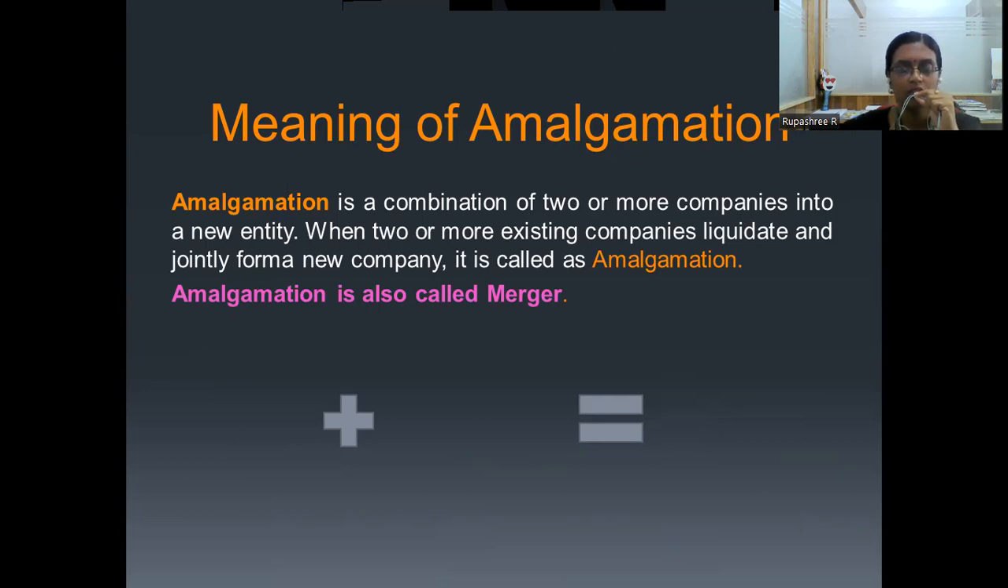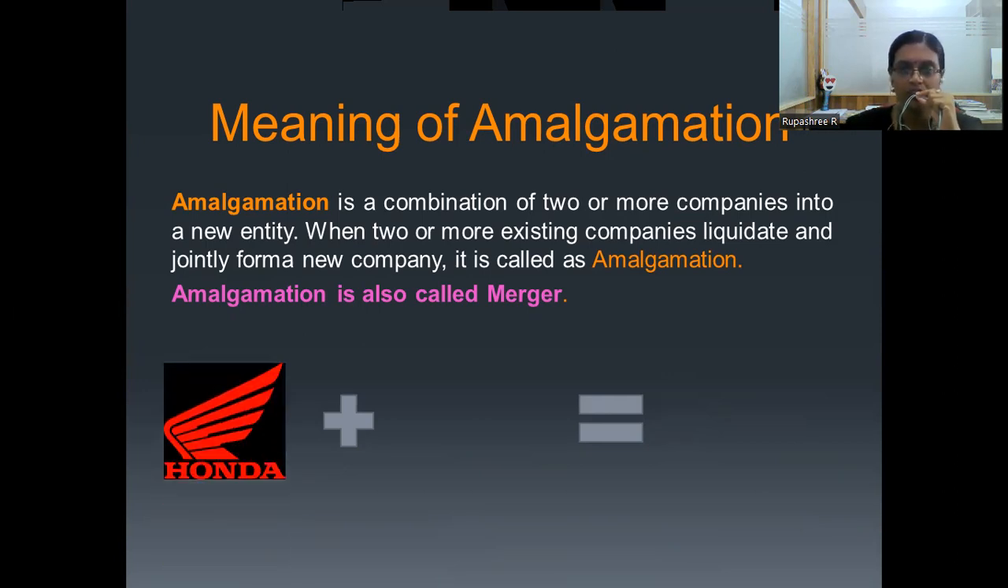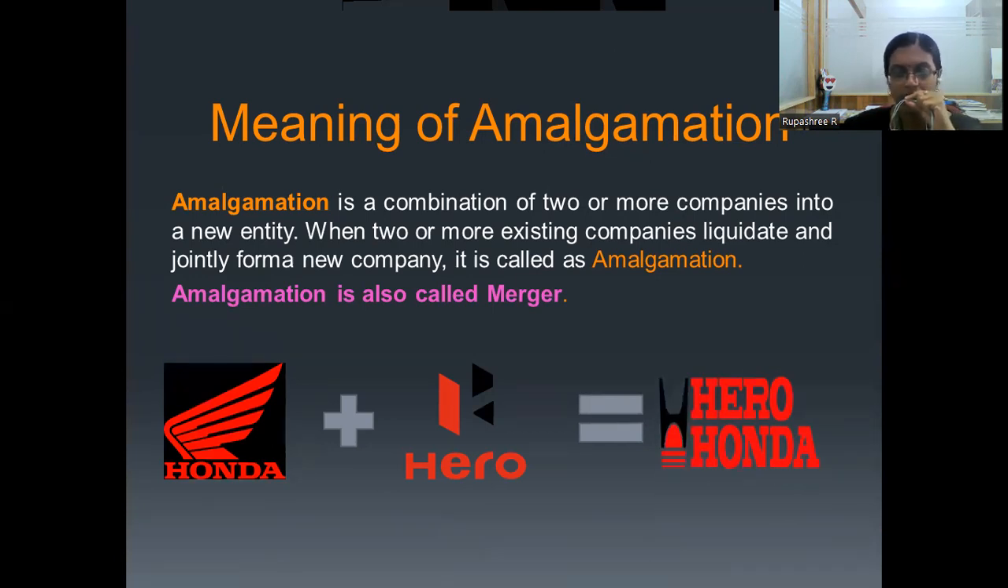One of the examples that we could give for amalgamation that was already existing in the market is the amalgamation between a company called Hero, which is in the automobile industry, and Honda, which is again in the automobile industry. And we have a company existing in the market called Hero Honda, where both Honda and Hero have liquidated themselves in order to become a single entity called Hero Honda.